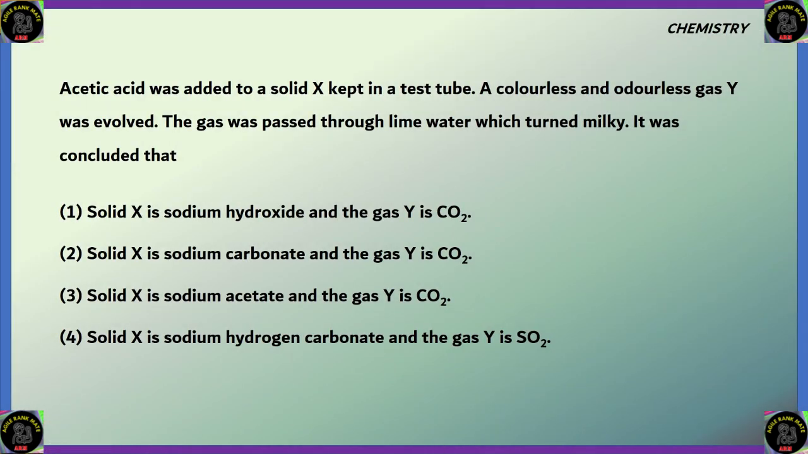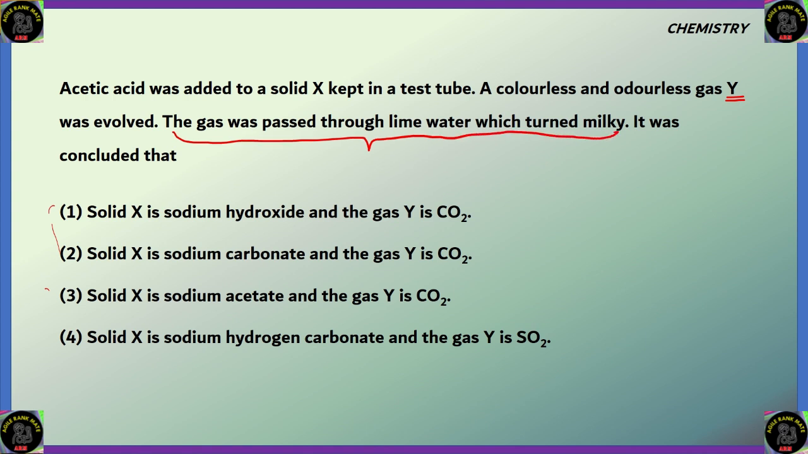Acetic acid was added to a solid X kept in a test tube. A colorless and odorless gas Y was evolved. The gas was passed through lime water, which turned milky. It was concluded that, and we have 4 options with these conclusions. So let us look at the question. We see that a colorless and odorless gas Y was evolved, and this gas, when passed through lime water, turned it milky.